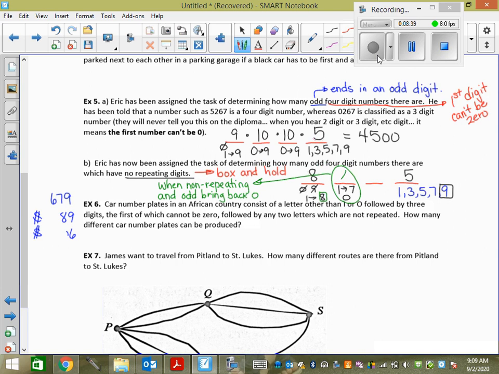So we have an 8 here. I'll hold the 0, 1 to 7, and I have a 7. And I believe that's 2,240.